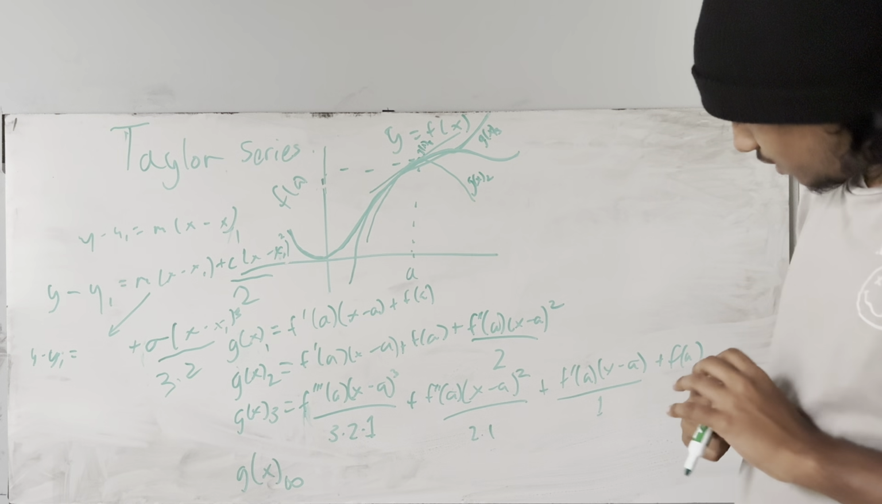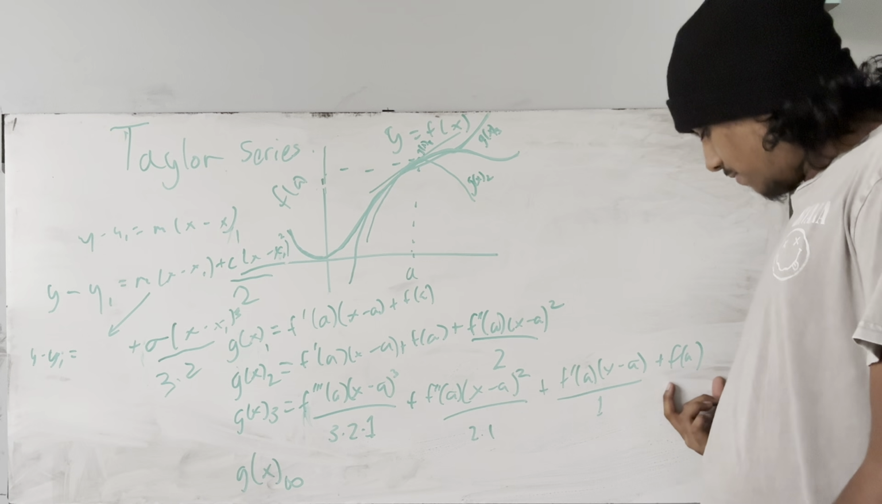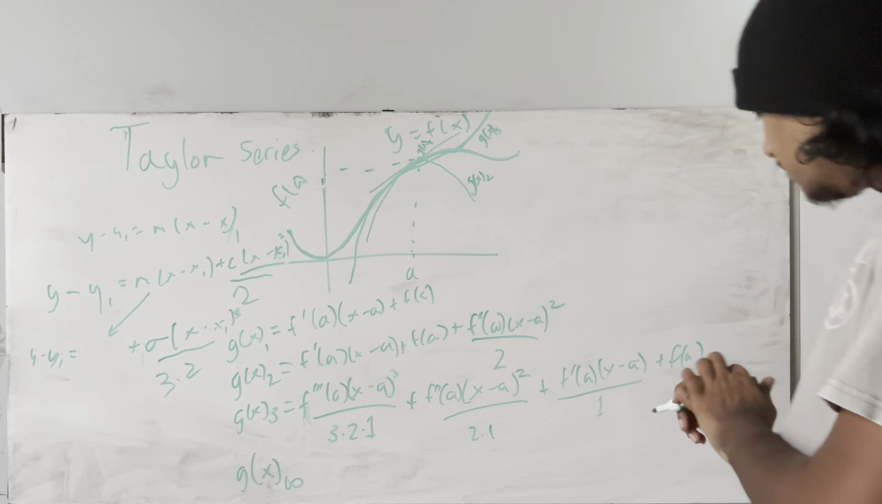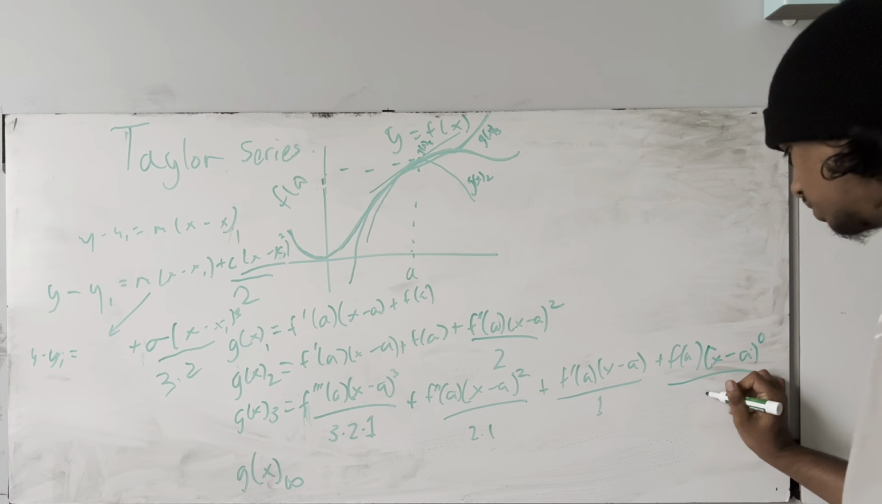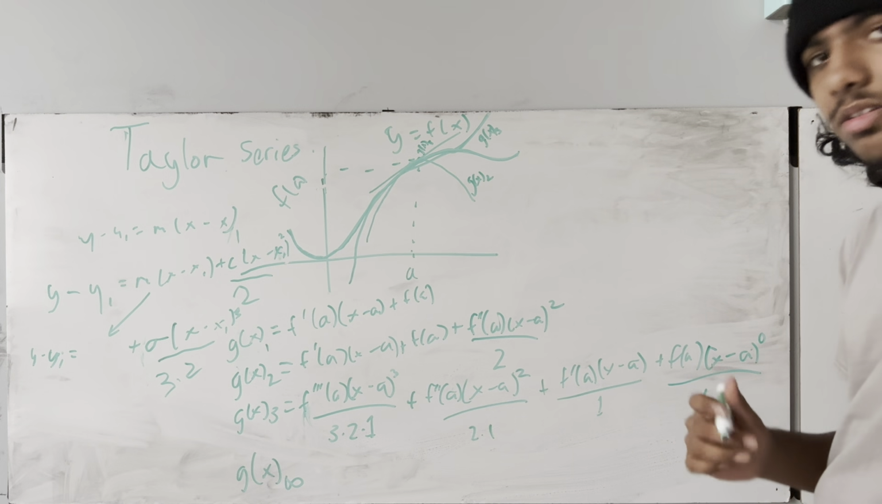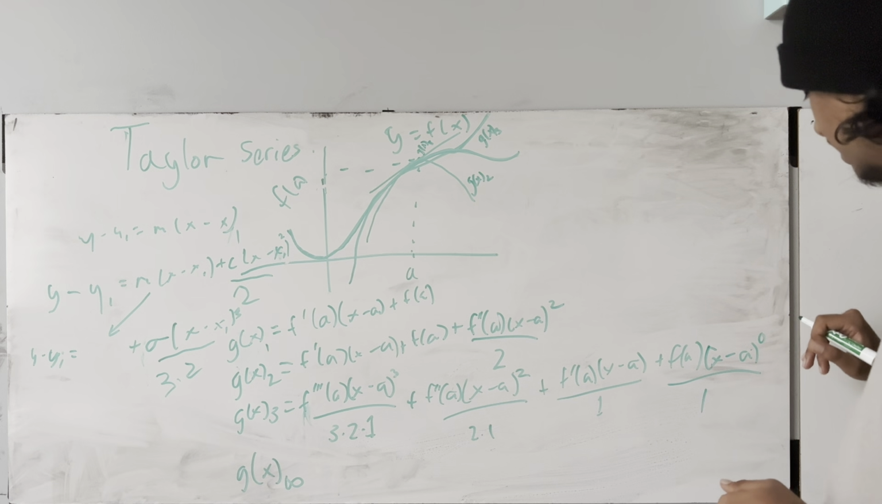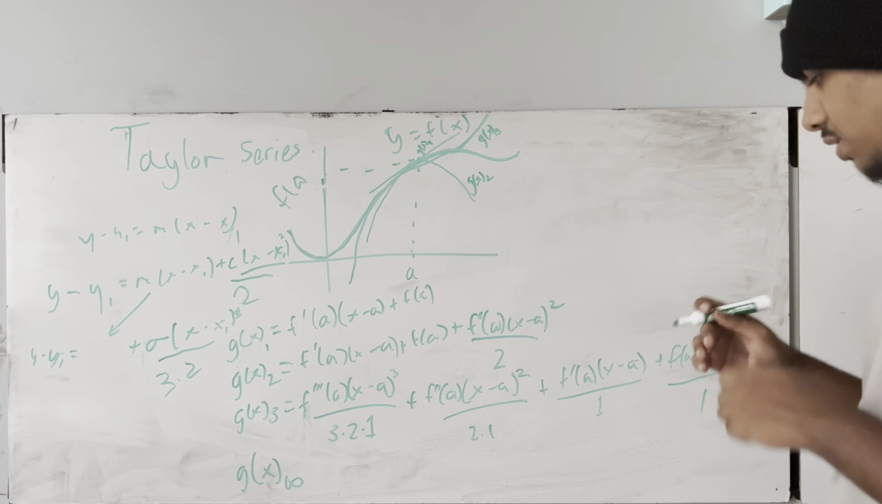Okay, so now let's look at the pattern. We'll have f of a, and really we can say this is x minus a to the 0 over 1. Same thing, because x minus a to the 0 is 1.